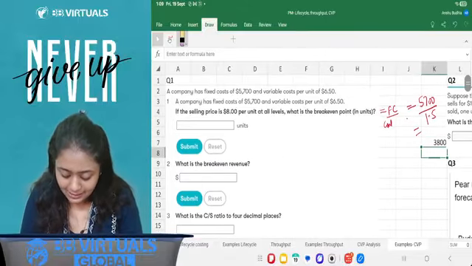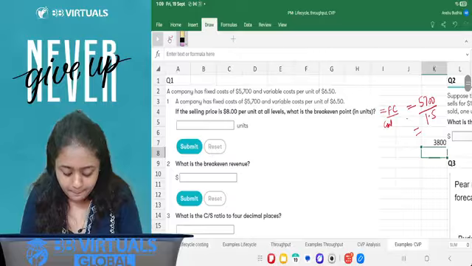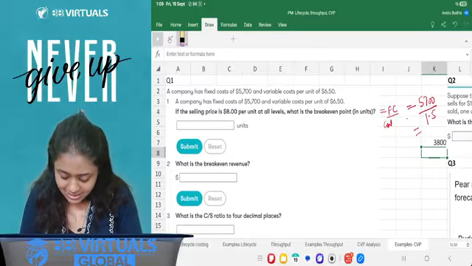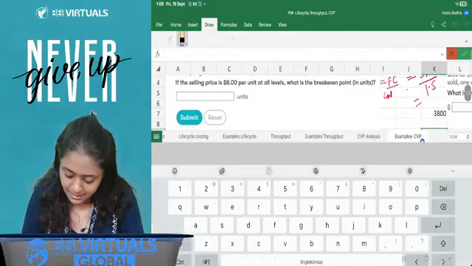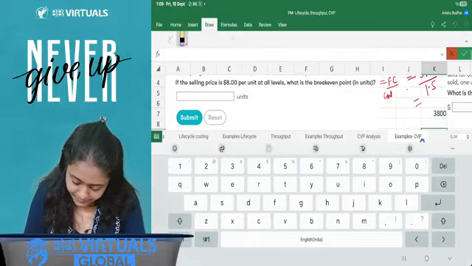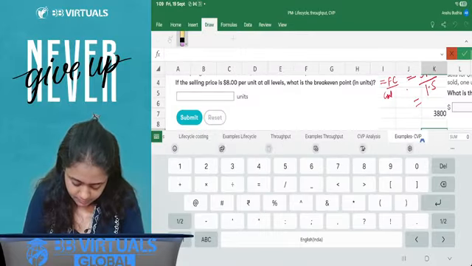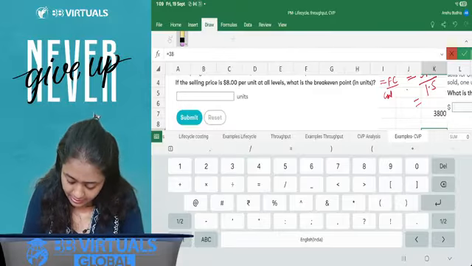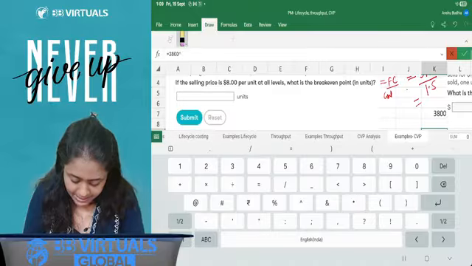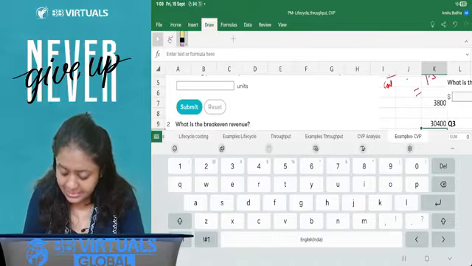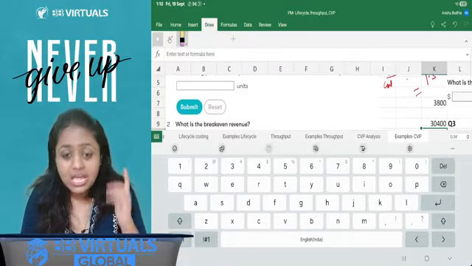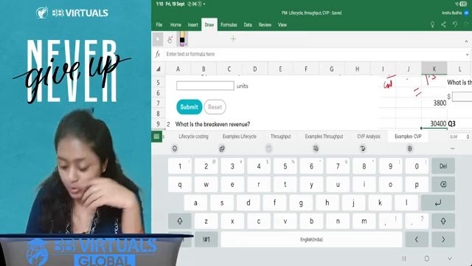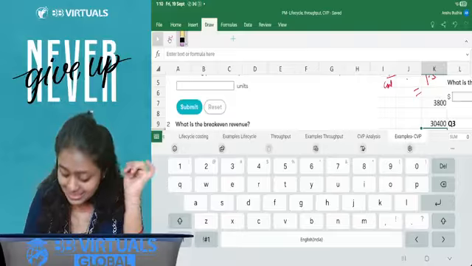You simply multiply 3800 with selling price per unit, which is 8. Right? So my break even revenue will be 3800 multiplied by 8, and I get my answer as 30,400. You say, ma'am, is there any other way to do it? Yes, you divide it by the CS ratio.